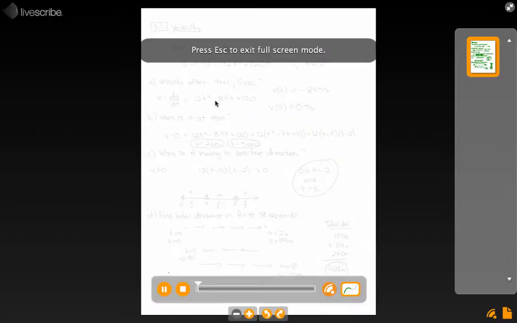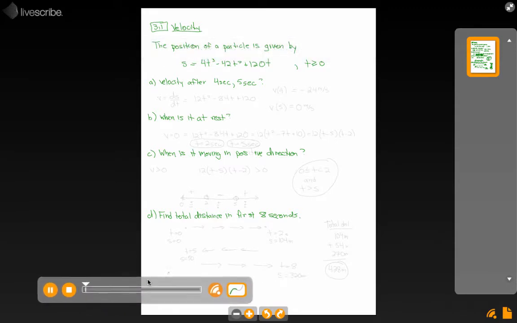This example comes out of section 3.1, velocity. Somewhat similar to our first example, we're given a position-time equation. This one must not just be a book falling off a building, it must be some kind of particle accelerator, because we've got a strange position function: 4t cubed minus 42t squared plus 120t equals s.